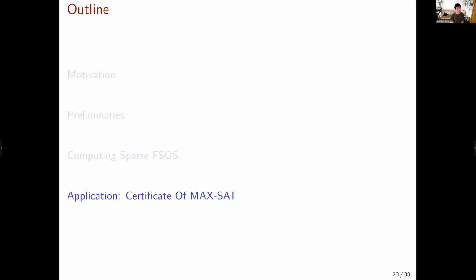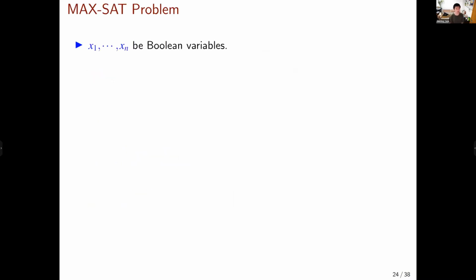And an important application is the certification of the MaxSAT problem. So let's recall some basic knowledge of the MaxSAT problem.